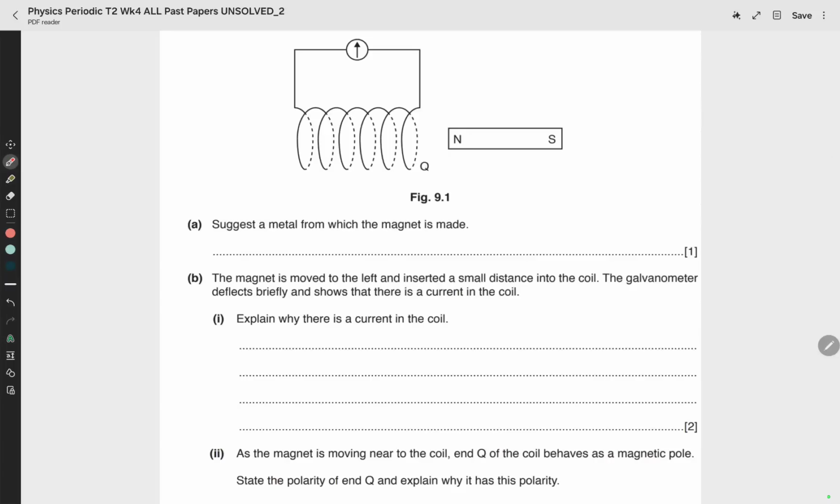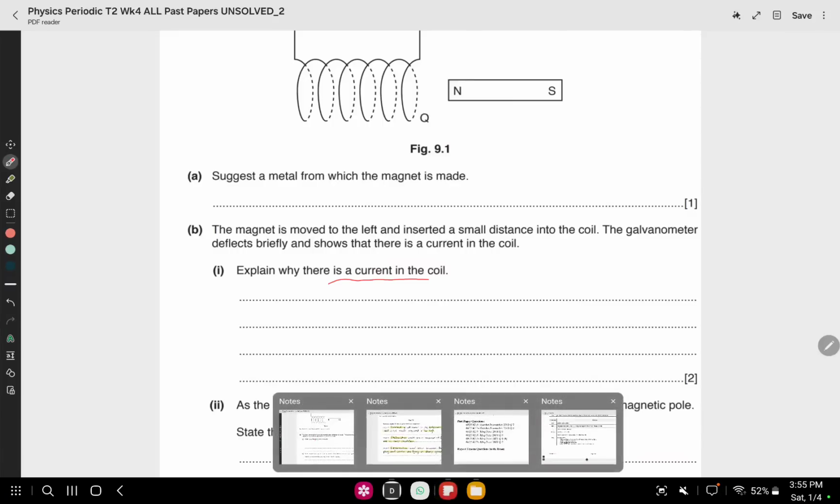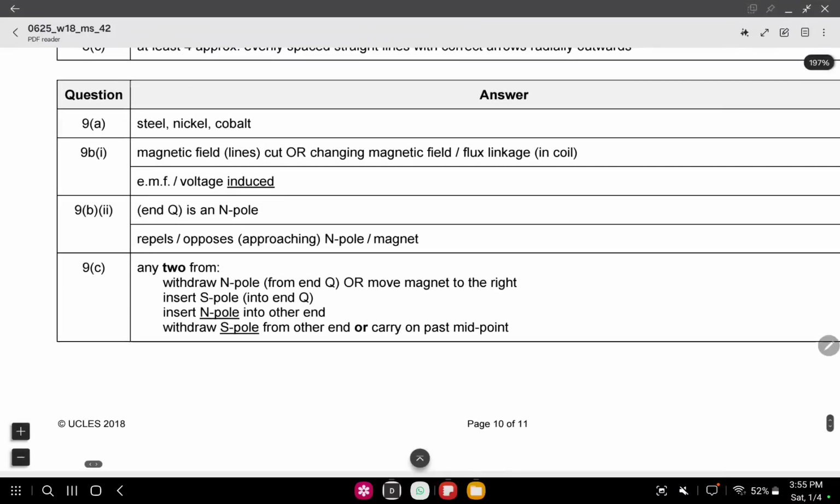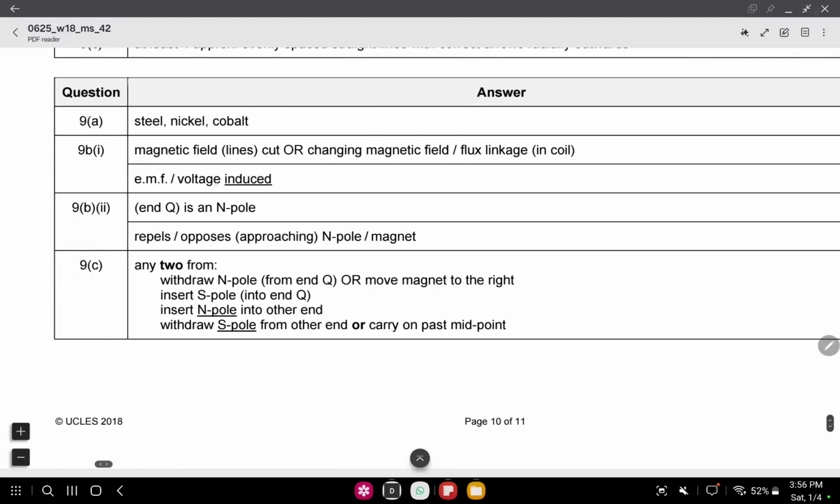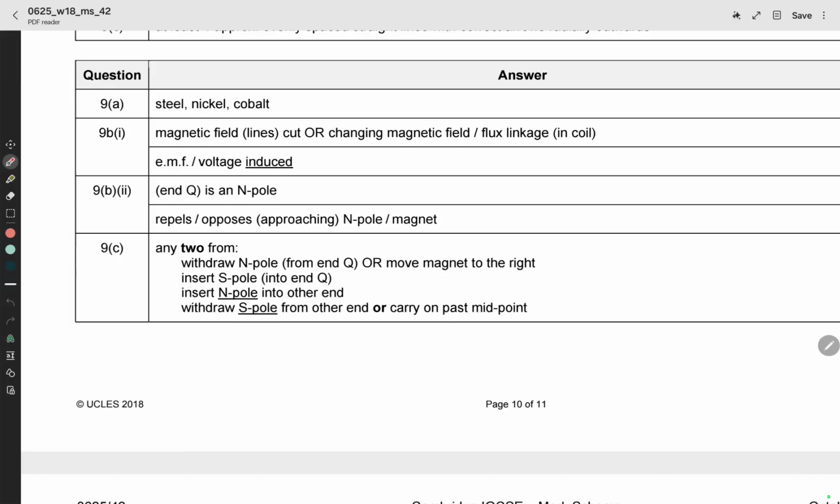The magnet is moved to the left and inserted a small distance into the coil. The galvanometer deflects briefly and shows that there is a current in the coil. Explain why there is a current in the coil. When you take this magnet and start inserting it, there's going to be a change in magnetic flux, which causes an induced current. Let's see the marking scheme. Part B, change in magnetic flux and induced current, right? Or you could say induced EMF. It's actually nicer to say induced EMF, because some academic boards don't recognize induced current.